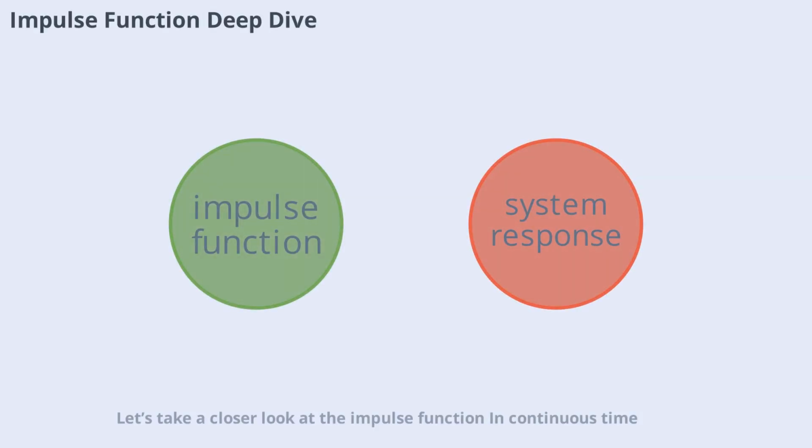Let's take a closer look at the impulse function. In continuous time, it's an idealized spike with 0 width and infinite height, but a total area of 1. In discrete time, it's a sequence with a single non-zero value. The impulse function is used to test system responses and is central to the analysis of linear systems.